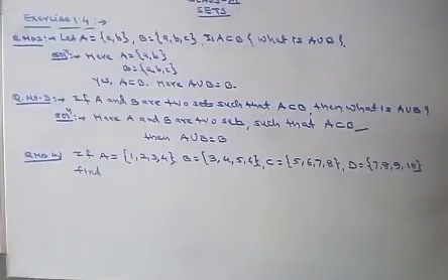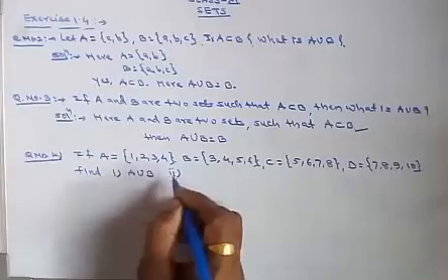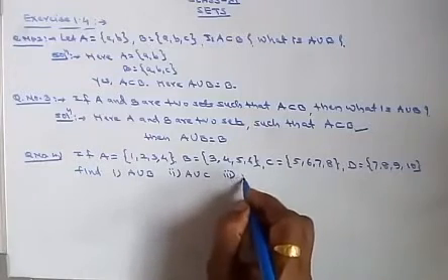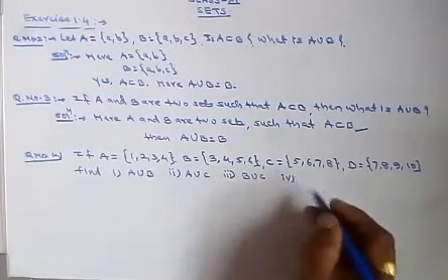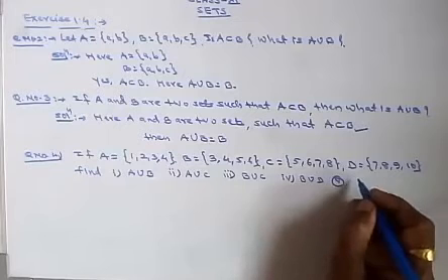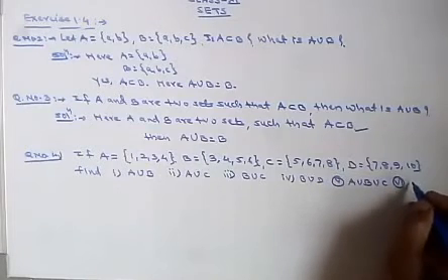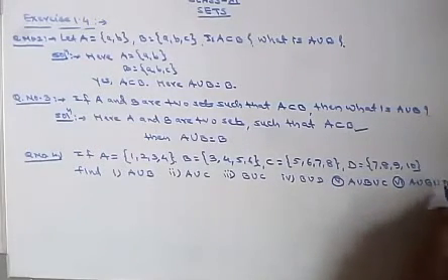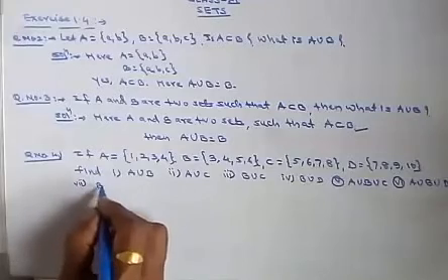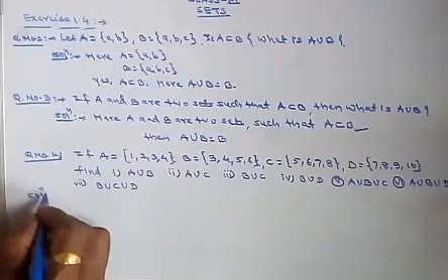you have to find number 1 A union B, number 2 A union C, number 3 B union C, number 4 B union D, number 5 A union B union C, number 6 A union B union D, and number 7 is B union C union D. Okay, so see student, how to find this union of three sets.